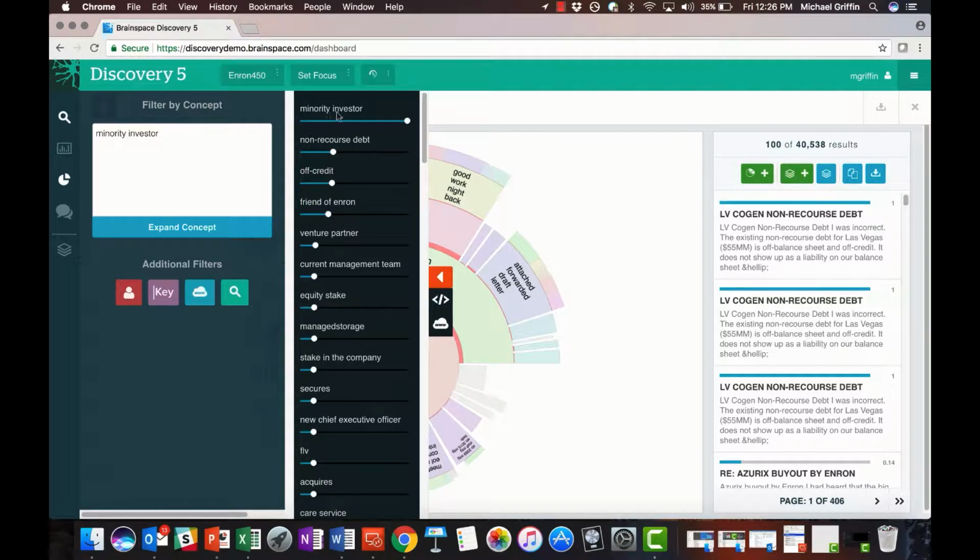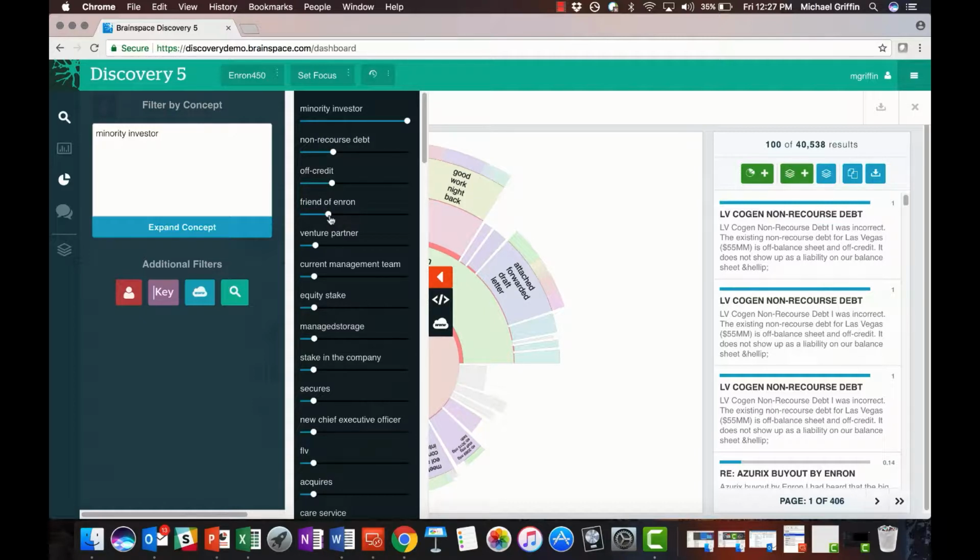So when I search for minority investor, I'm able to see things like non-recourse debt and off credit. Those are all things I'd expect to see. They're financial in nature. But immediately this term here, friend of Enron, jumps out at me as something novel and unique. So one of the things that we're doing when we're going through this process of building a brain is we're actually identifying phrases, these multi-word terms that really mean something. And we're also then understanding these things happening in proximity to each other conceptually. So when I search for minority investor, I'm able to then serendipitously discover this friend of Enron term.